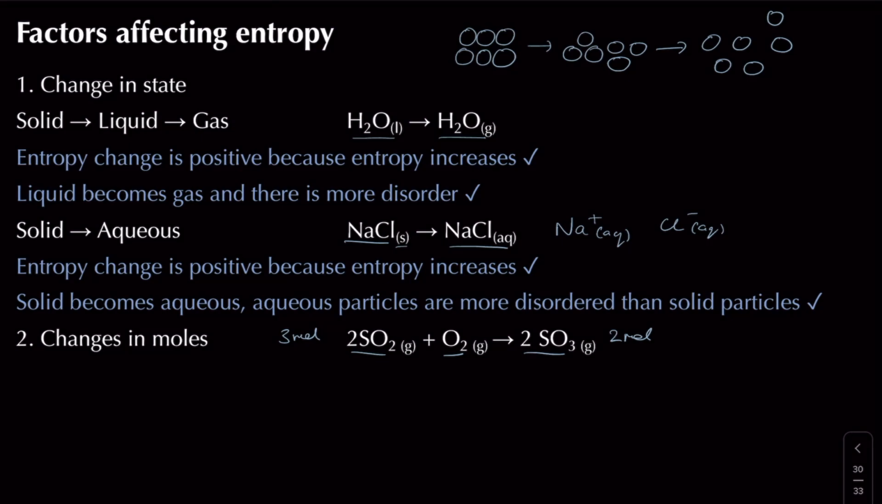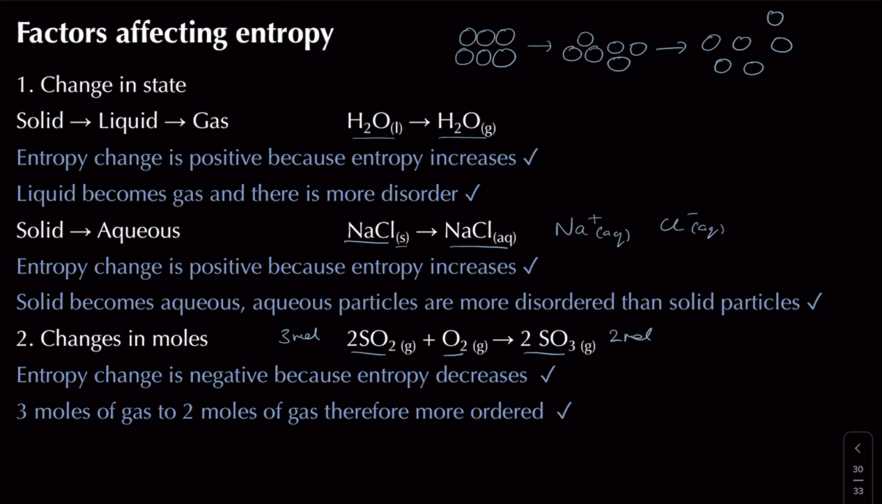So how would we actually describe that in the exam? We know of course entropy change is going to be negative because entropy is decreasing. We've got 3 moles of gas going to 2 moles of gas, therefore our system is becoming more ordered itself. And that is how we answer that one itself.